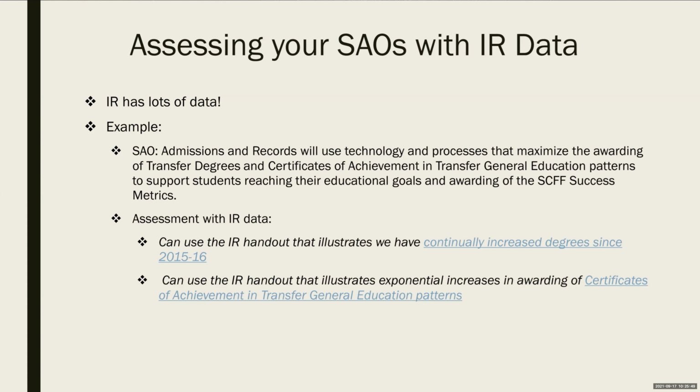So here's a couple possible ways that they might assess that with IR data. We have a handout that illustrates that we continually increased degrees since 2015-16. And then we also have a handout that illustrates the exponential increases in the awarding of certificates of achievement in transfer general education patterns. So I'm going to stop sharing for just a minute so that Indra can show you what those look like.